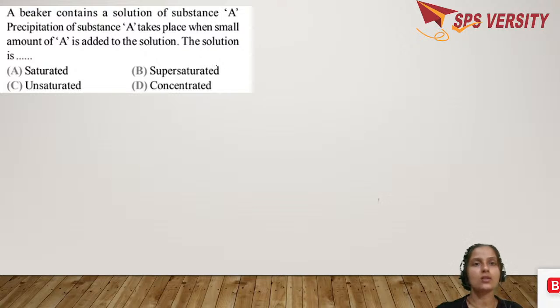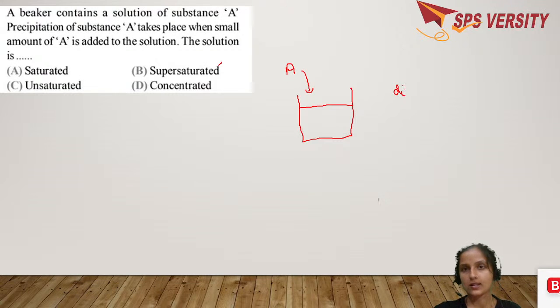A beaker contains a solution. So you have a solution. There are three cases. You are going to add A. The first condition is if it dissolves. It's not a concentrate, it's just a concentrated solution. You can dissolve some more, or it is also called unsaturated. The solution is not saturated yet.